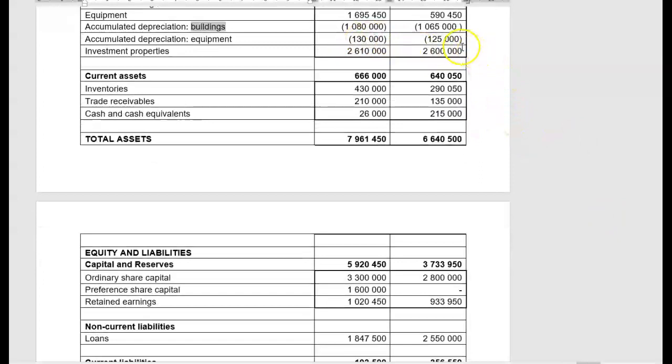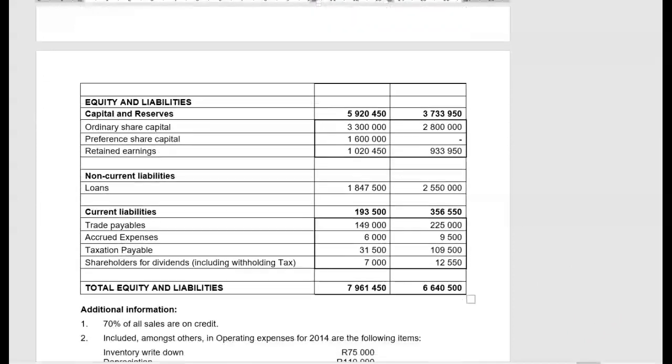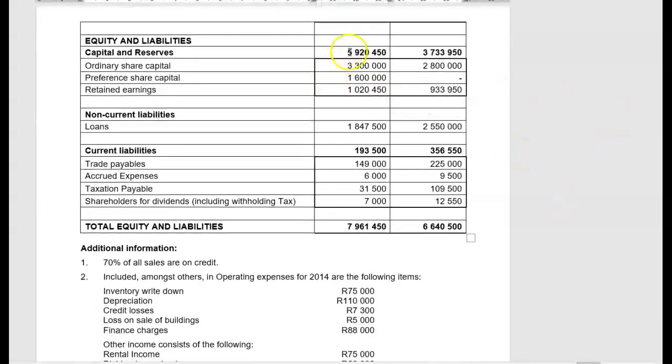Investment properties. Now here's our silent partner. You're going to do a lot about investment properties next year. That is a property that you hold, like the name indicates, for investment purposes. There's an increase there of 10,000 Rand. Current assets: inventory, trade receivables, cash and cash equivalents. And then here's our ordinary share capital, our preference share capital, and our retained earnings.